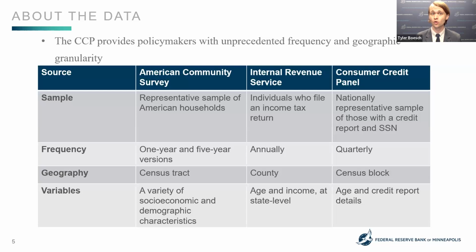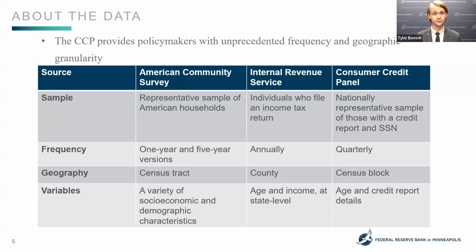The CCP is updated quarterly, as opposed to annually in the case of the IRS and the 1 and 5 year versions of the ACS. And we again have information at the census block level, though for our research and analysis, we tend to focus on the census tract or above. Meanwhile, the IRS is just at the county level, and the ACS does provide some information at the census tract level, but we aren't able to see, for example, what share of X census tract moves to Y census tract in the same way that we can with the CCP.